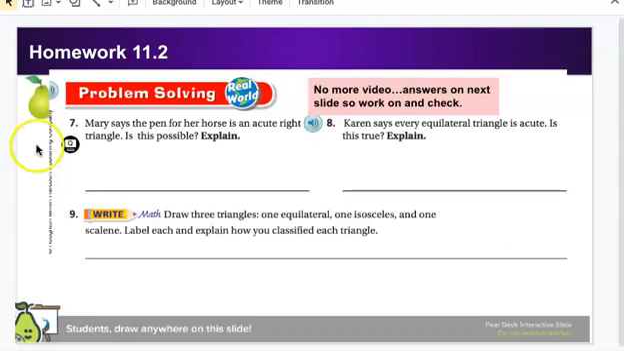All right, so Mary says her pen for a horse is an acute right triangle. Is this possible? So let's take a look. Pause the video and work these three out, and then turn it back on, and we'll look at them ourselves.